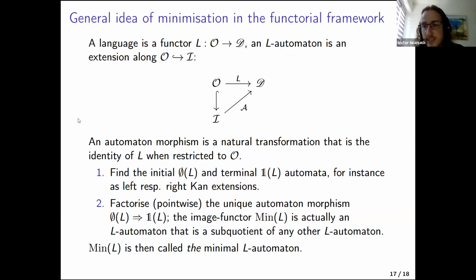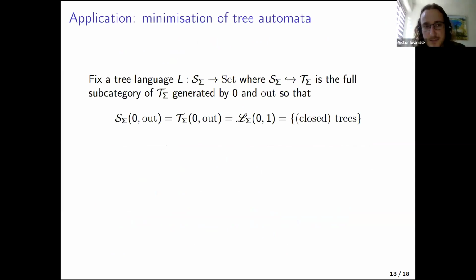In the finite case, it works. It means it's the automaton with the smallest number of states. But in general, it's the only property it has. It is a subquotient of any other L automaton. This is the last slide.